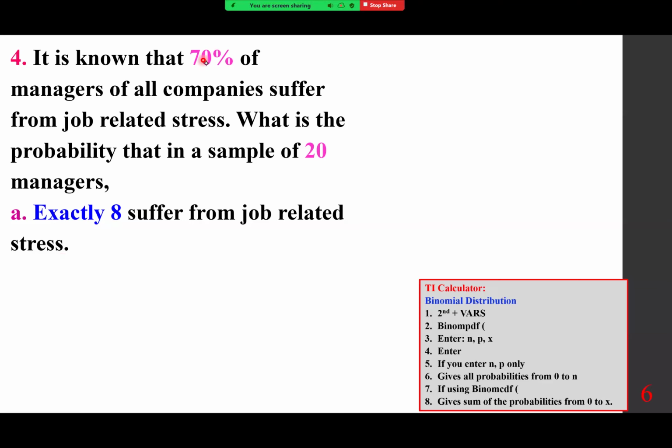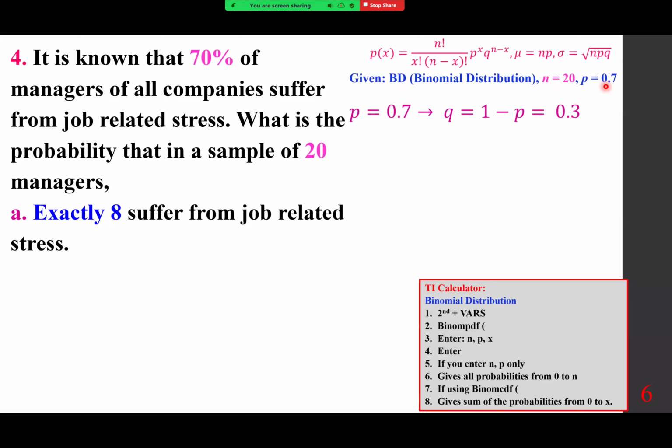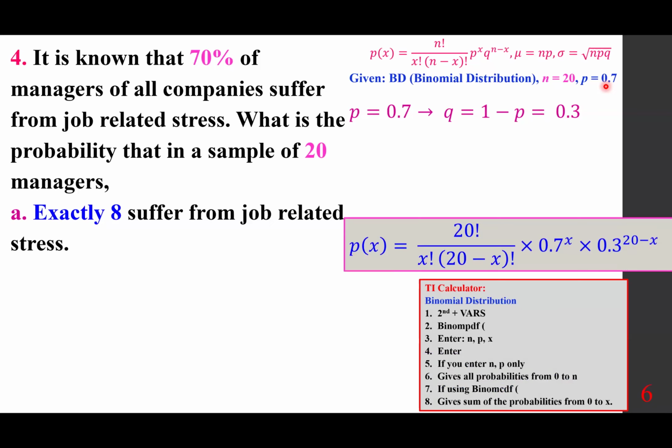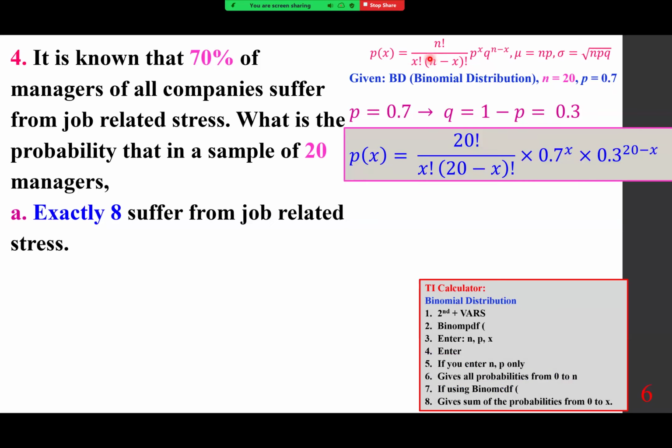So N is 20 and P is 70% or 0.7. So BD, or short for binomial distribution, N is 20, P is 0.7. Again, reminding you of those formulas. In this case, P is 0.7 and Q becomes 1 minus that, or 0.3. Therefore, for P of X, we use this formula, replacing the N with 20, the P with 0.7, Q with 0.3.